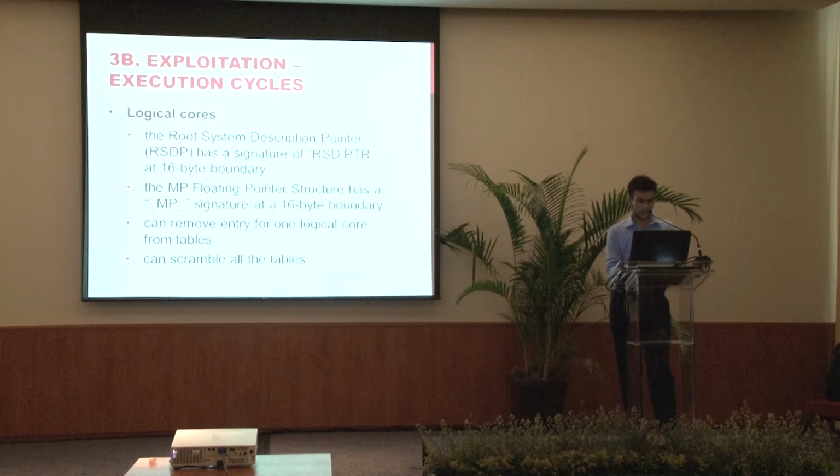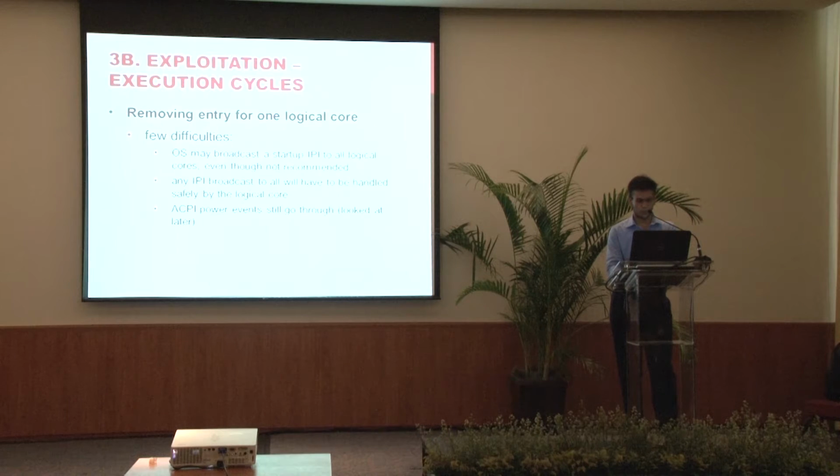Now, what the malicious rootkit can do is remove the entry for one logical core entirely from both the tables, or it can scramble either of the tables. The MP specification was introduced long before hyperthreading, so it doesn't cover hyperthreading at all, while the ACPI tables do list all logical cores, including the hyperthreaded cores. So you can scramble the ACPI tables, and then the OS will only use the MP tables, and it won't find out about the hyperthreaded cores.